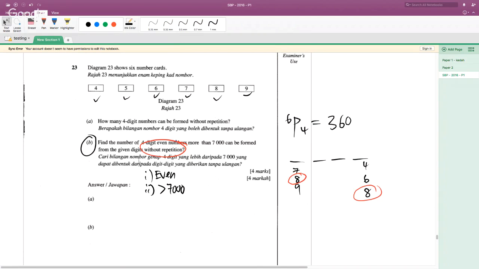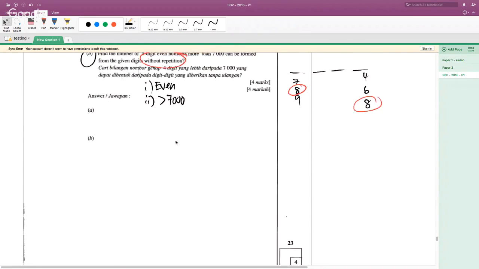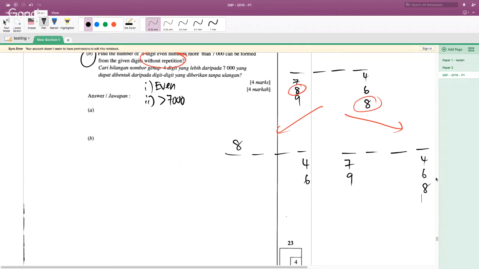So in order to avoid the repetition, what I will do in this question is separate into 2 different cases. In the first case, I make sure I use 8. In the second case, I make sure the first digit is 7 or 9. Because I want to avoid repetition, if I use 8 in the first place, the last place I will use 4 and 6 only. If I use 7 and 9 at the first place, here I can use all of 4, 6, and 8.